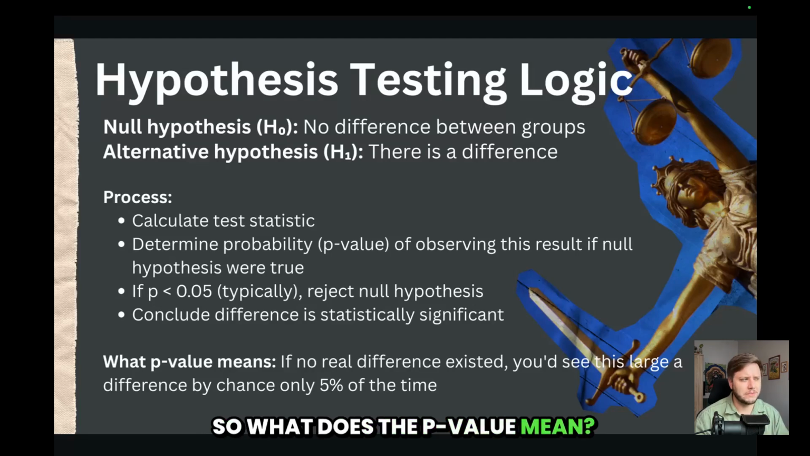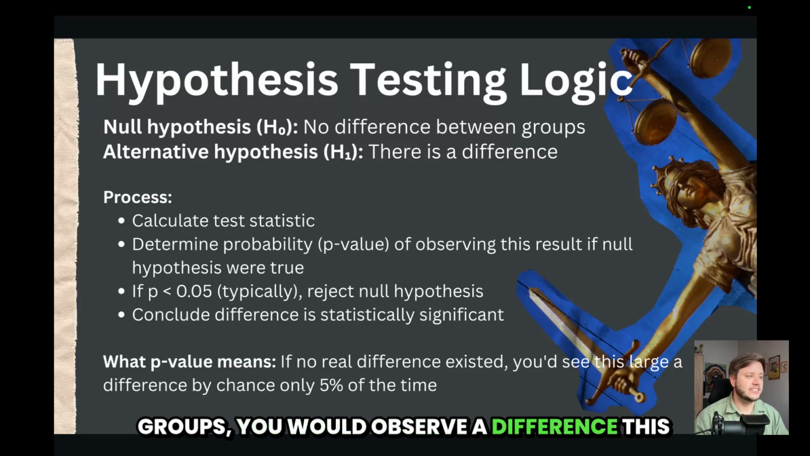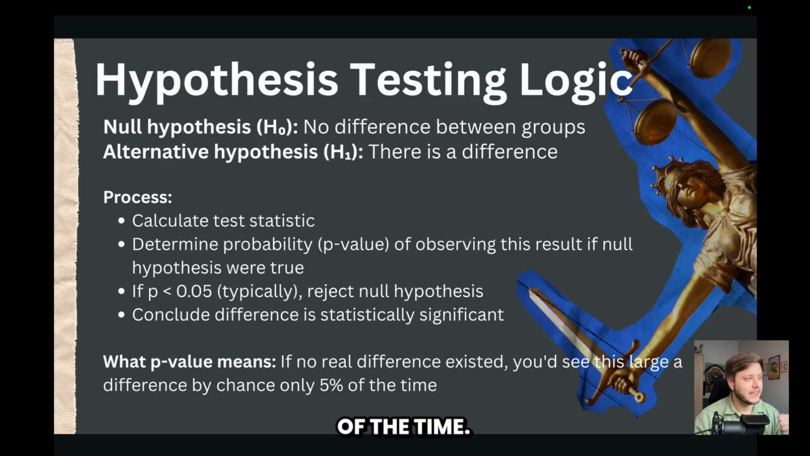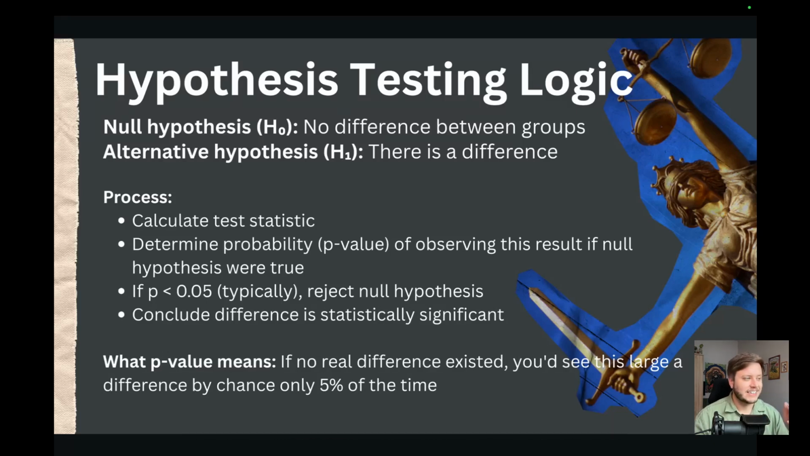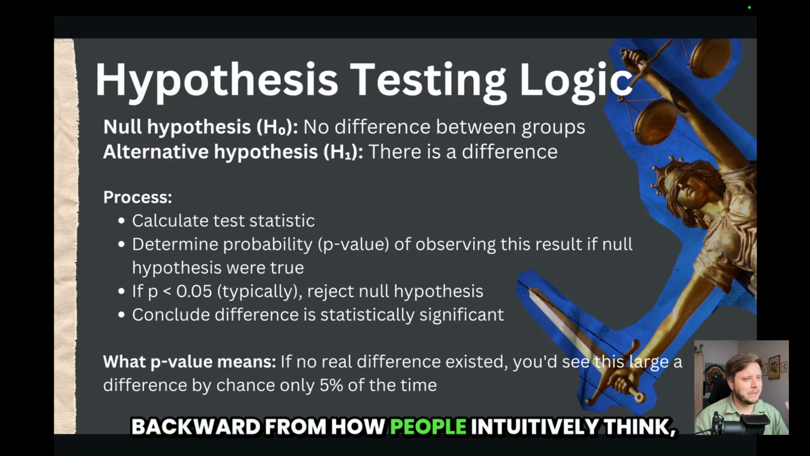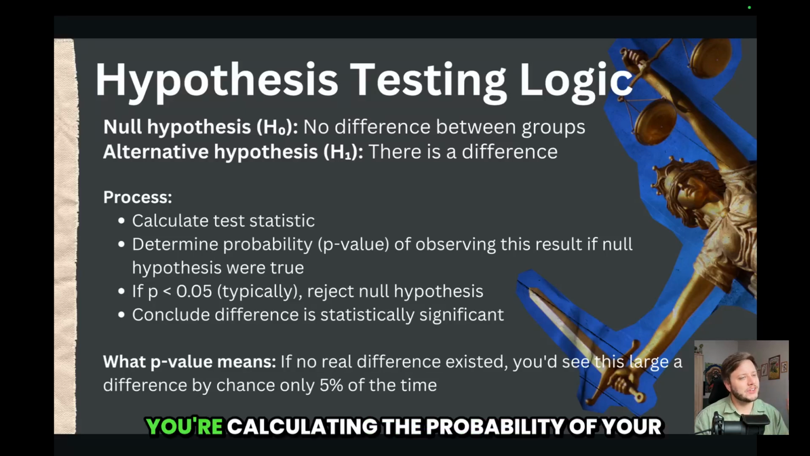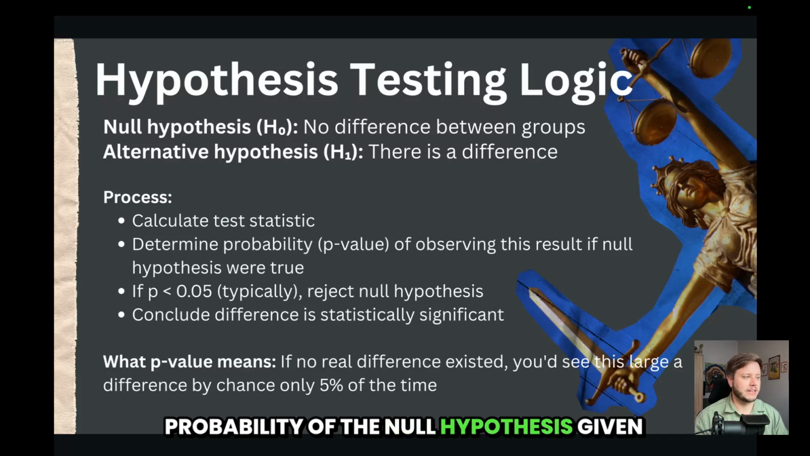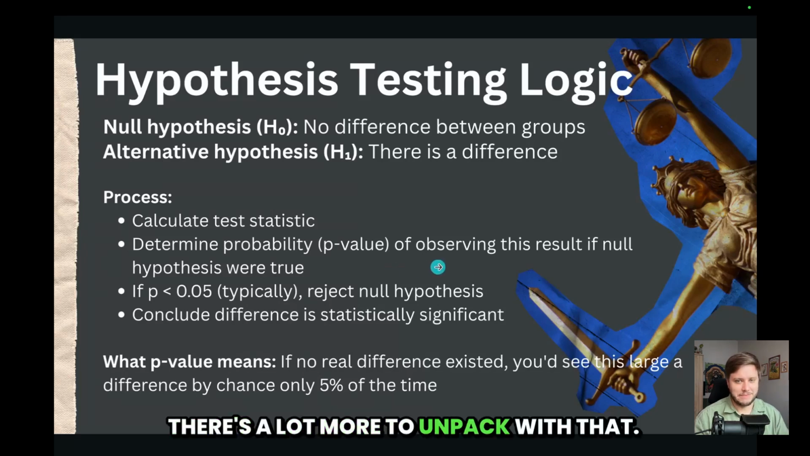So what does the p-value mean? Well, if no real difference existed between groups, you would observe a difference this large or larger by random chance only 5% of the time. It's low probability, so you infer a real difference exists. Again, this logic is backward from how people intuitively think, right? Which is why it's confusing, and I know you're already confused, probably. You're calculating the probability of your data given the null hypothesis, not the probability of the null hypothesis given your data, okay? Again, I'm giving you the most high-level overview of this. There's a lot more to unpack with that, okay?